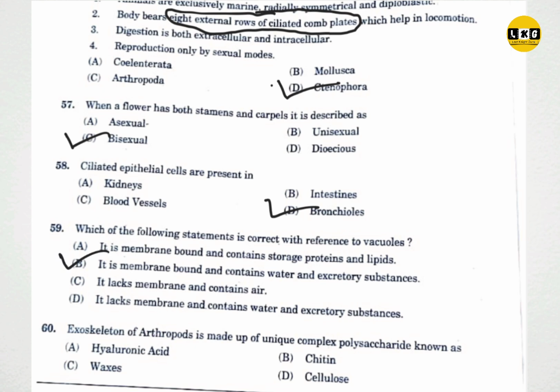Next, 60, and the last question. The exoskeleton of arthropods is made up of a unique complex polysaccharide known as. Exoskeleton means the skeleton which is present outside, and it is made up of chitin. Option B, chitin. So I think everyone will get maximum marks.